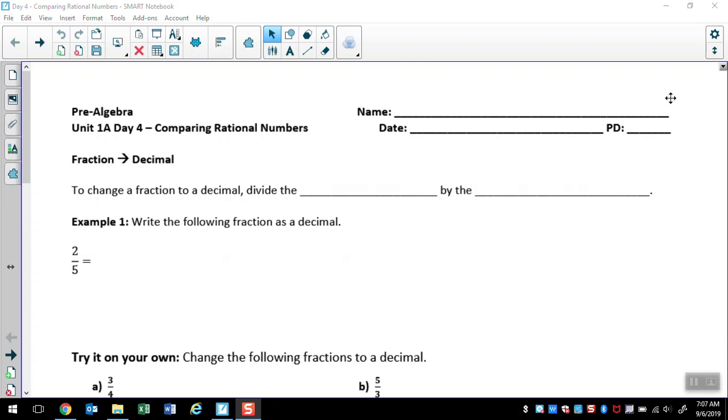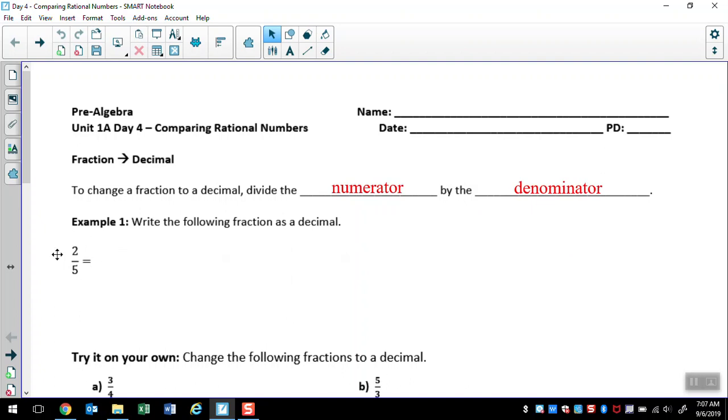Hi everyone, today we'll be talking about comparing rational numbers. First we're going to look at how we can convert a fraction to a decimal. So first, to change a fraction to a decimal, we have to divide the numerator by the denominator.